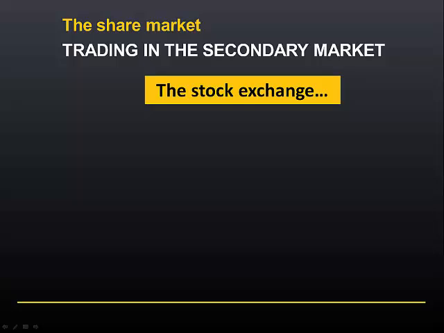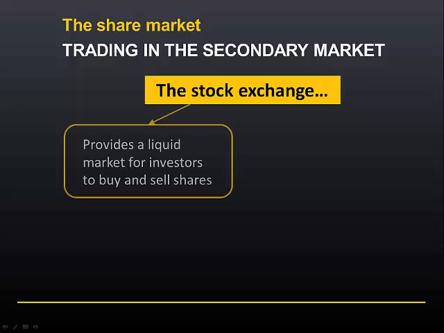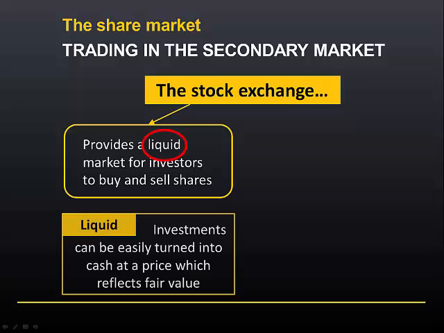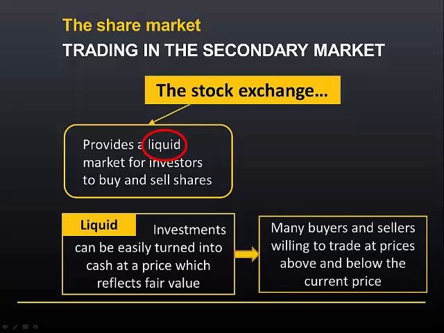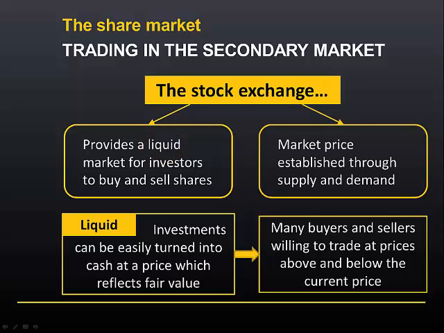As we discussed earlier, trading in the secondary market is done via the stock exchange. The stock exchange provides a liquid market for investors to buy and sell shares. The word liquid means investments can easily be turned into cash at a price which reflects their fair value. And this will only happen if there are many buyers and sellers willing to trade at prices just above or just below the current market price. The other thing that a stock exchange does is that it's a mechanism to establish the market price or the fair price of the shares through the forces of supply and demand.